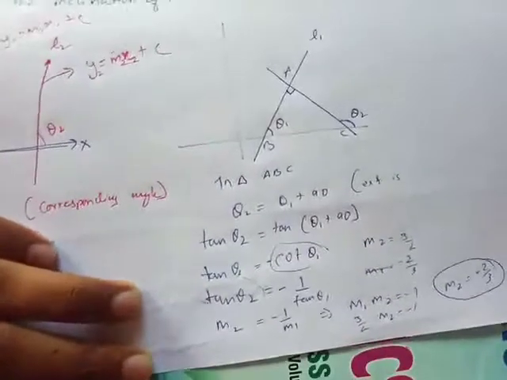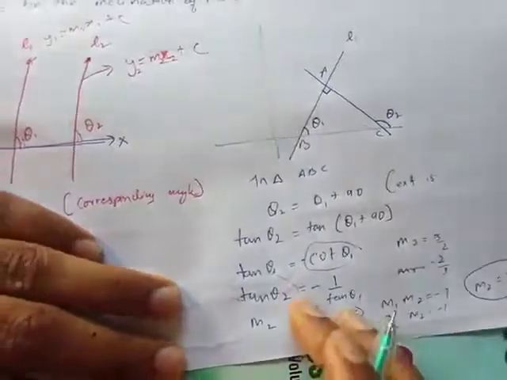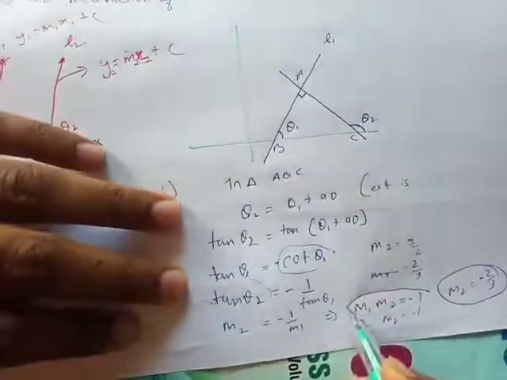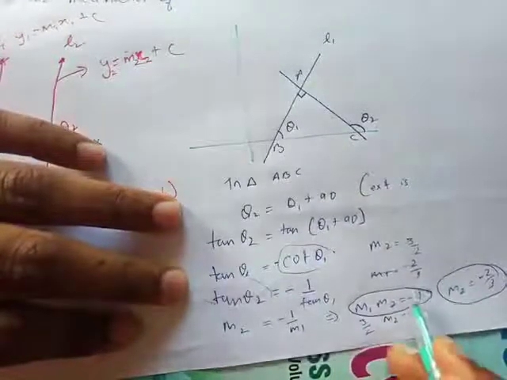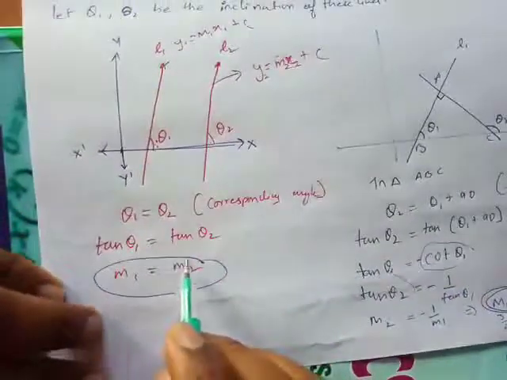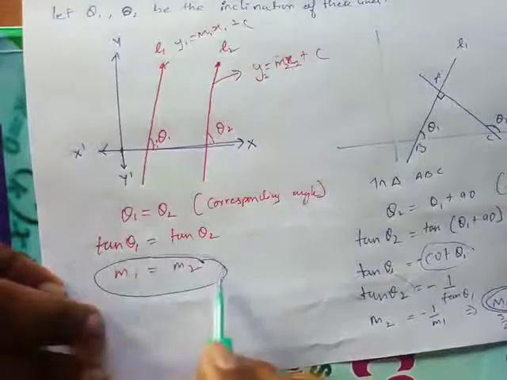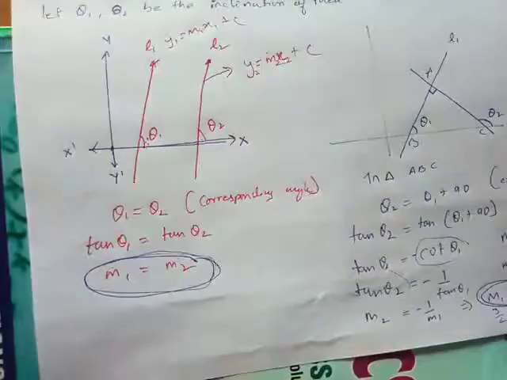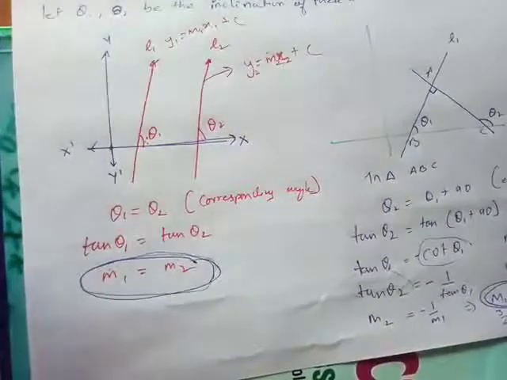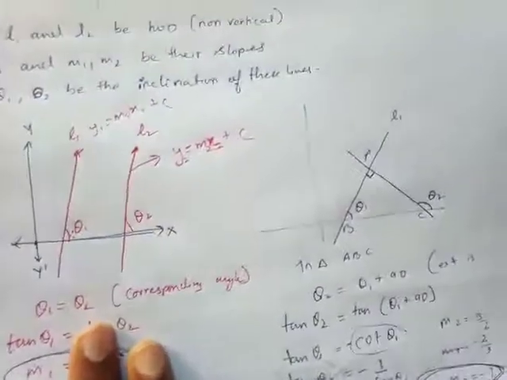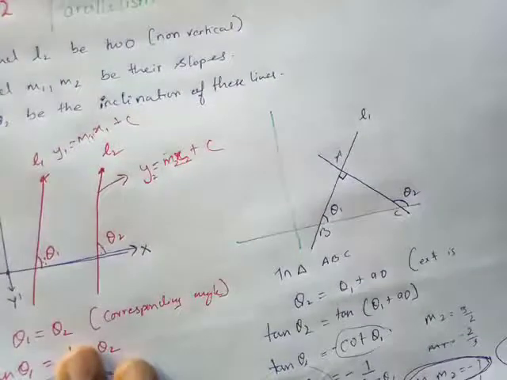Are you guys getting it? So the relationship that I have between the slopes of perpendicular lines, I can always use this: m1 into m2 equals -1. And the relationship between the slopes of two parallel lines is m1 equals m2. So this is the only thing that we'll be doing in this second exercise, and we'll be doing some questions on them as well.